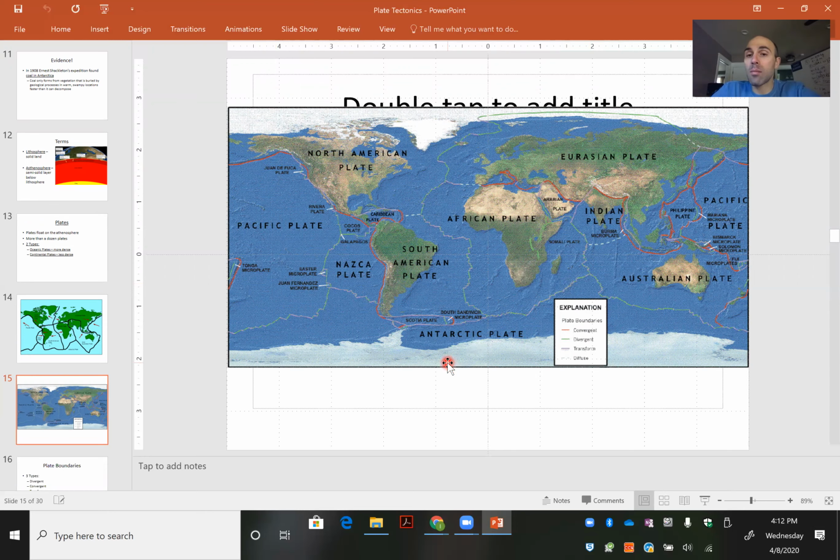So the next time we meet, we'll be getting into plate boundaries and when they come together, when they slide past each other, when they move apart from one another.